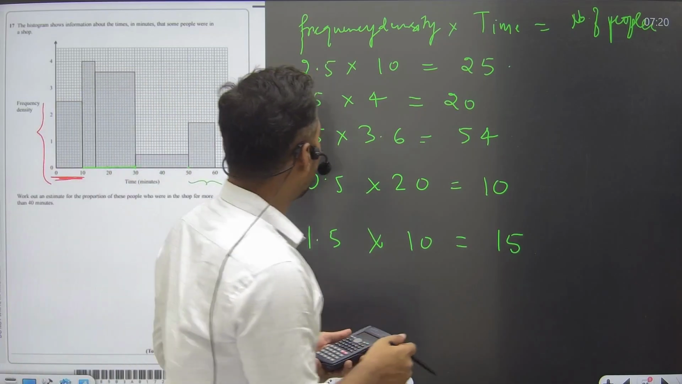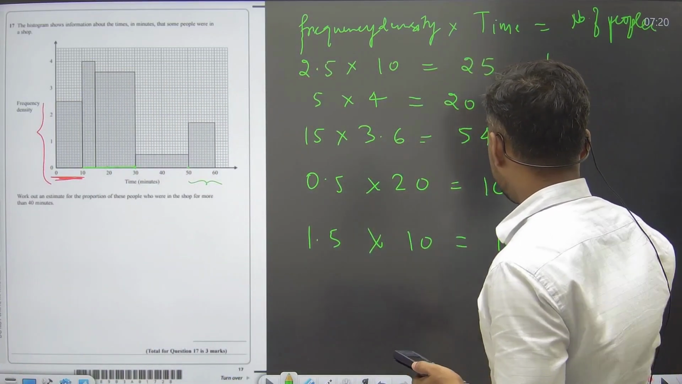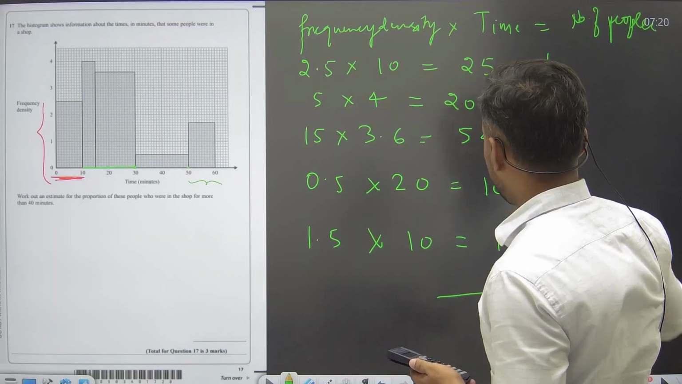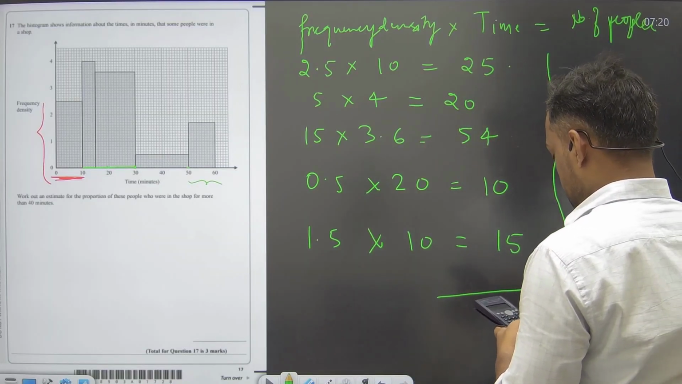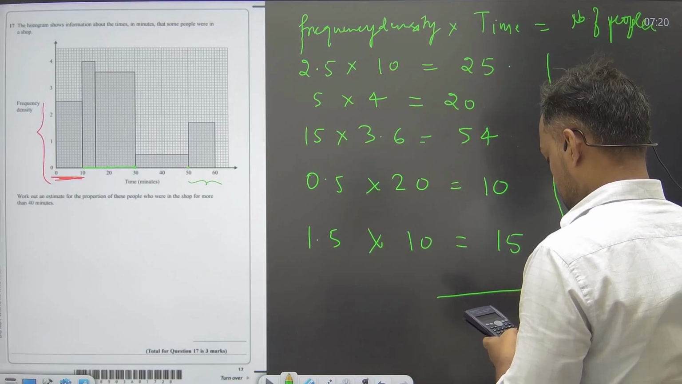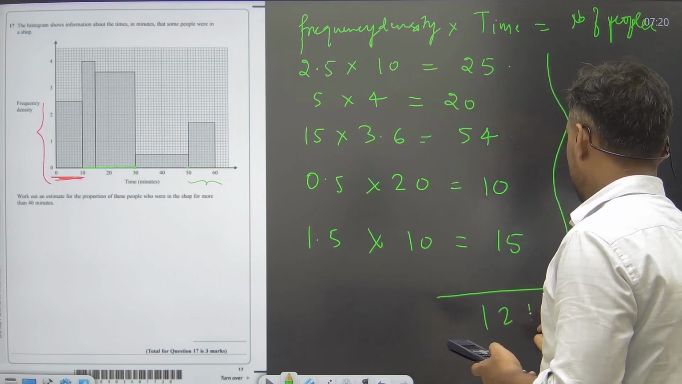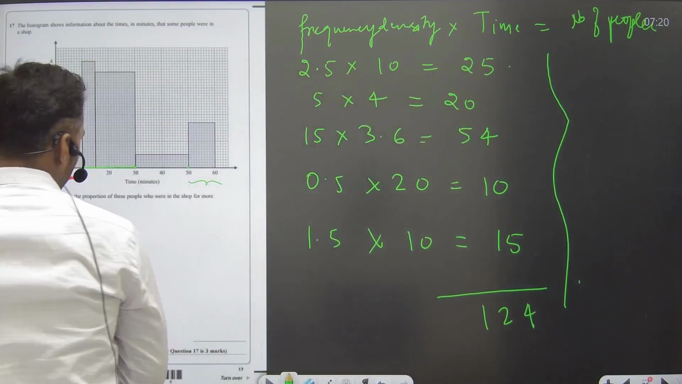Now what we need to do, we need to calculate this value. Just add this number of people, you will get 25 plus 20 plus 54 plus 25, that equals 124 people. Okay, we have the data of 124 people.